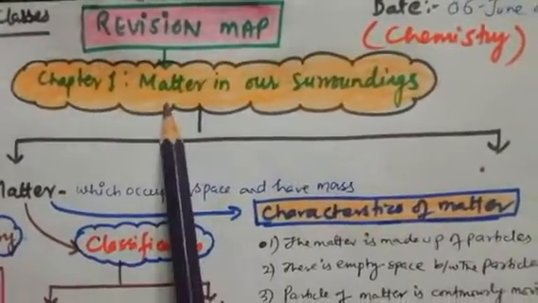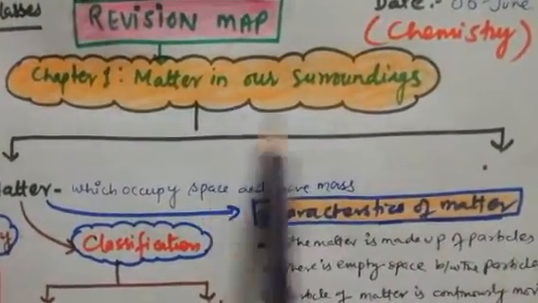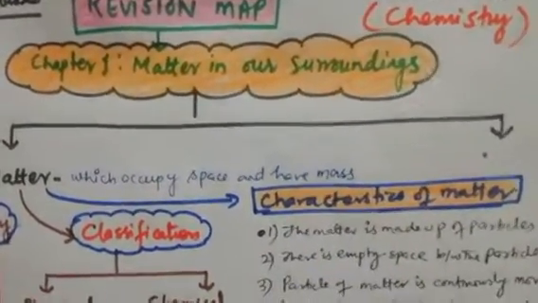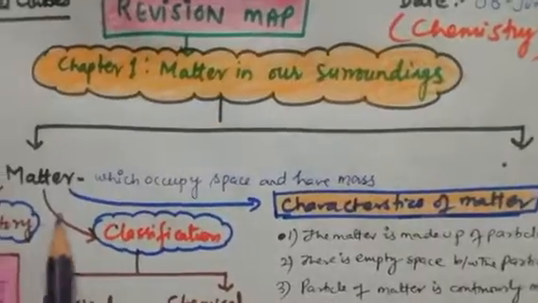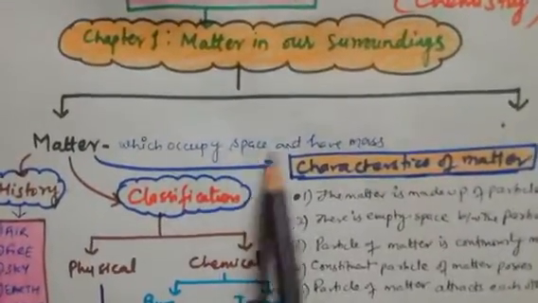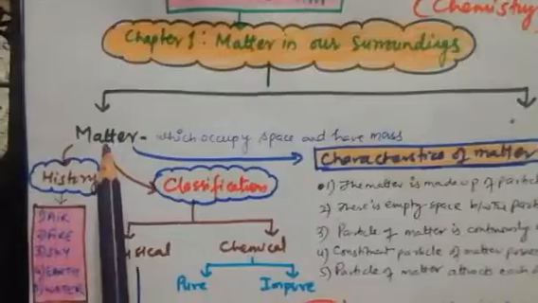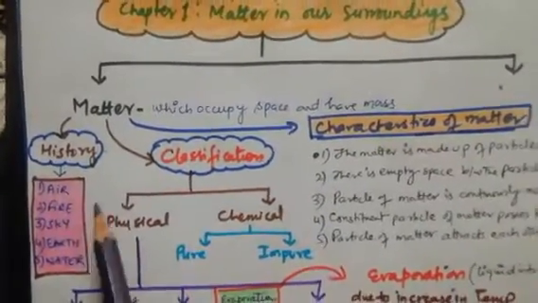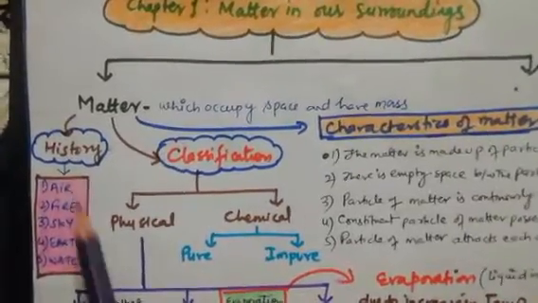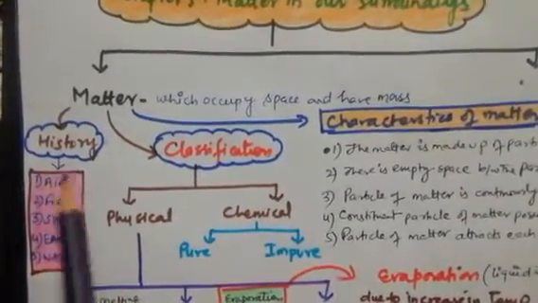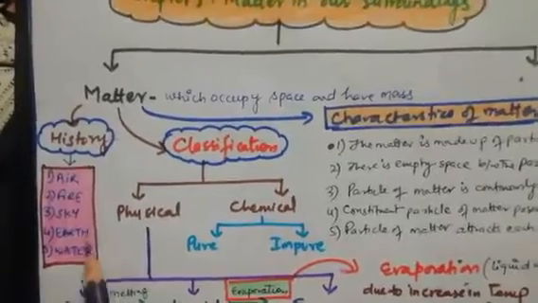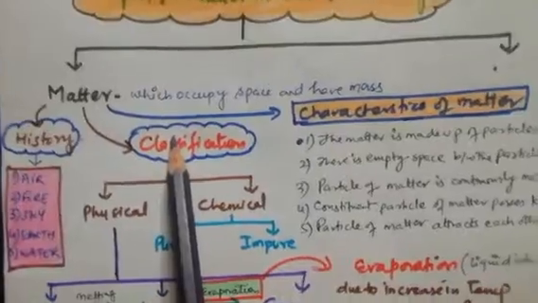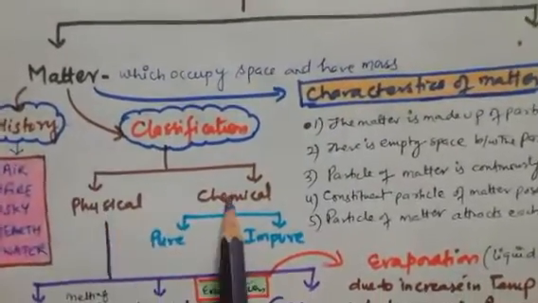The chapter name is Matter in Our Surrounding. It means that whatever material is there, whatever non-living things are there in our surrounding, that is called matter. If we define matter, matter is that which occupies space and has mass. If we talk about the chapter, starting with history, in history we were classifying matter on the basis of 5 tattva, that is air, fire, sky, earth and water. But later on, in modern chemistry, matter is classified into physical and chemical.